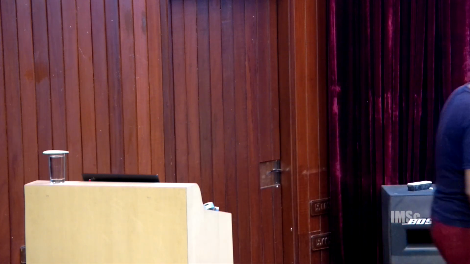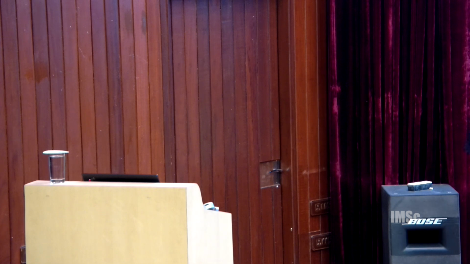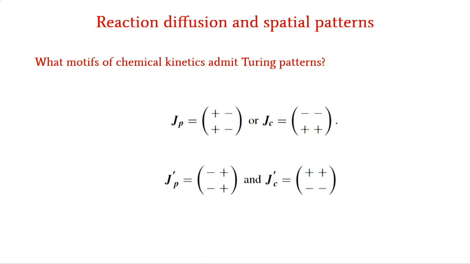In one of your slides, you have shown the different kind of... Which one? That one, the sign structure. So what are these subscripts for, the P and C? These are just two types of stability matrices, or patterns of interaction between the A.